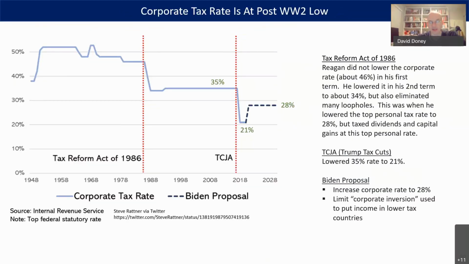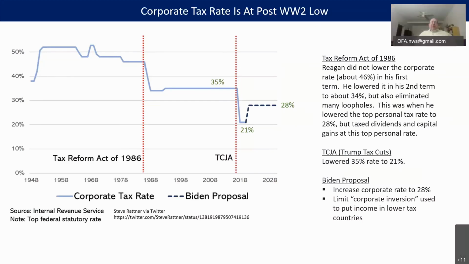Just a little background on the taxes, because Republicans are going to fight the corporate tax rate idea. The corporate tax rate is right now at 21%. That's the lowest it's been since World War II. There's a little bit of drama or complexity in that, and Carl might add to this about the Tax Reform Act of 1986, where Reagan did cut the rate, but he also got rid of some loopholes. So it wasn't a pure, straight-up rate cut. Carl, do you want to talk about the 86 one a little bit?